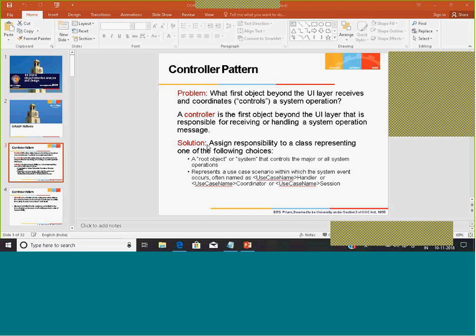The solution that the controller pattern provides us is to assign responsibility to a class representing one of the following choices. So which class should be responsible for handling all the inputs from the user? You choose in one of these two ways. Either a root object or system that controls the major or all the system operations. We need a common root object which is responsible for handling all the events that are coming to the system.